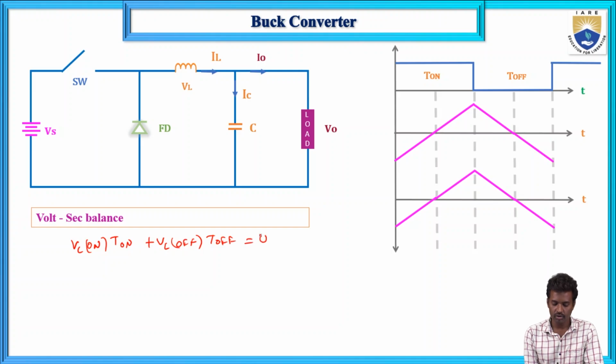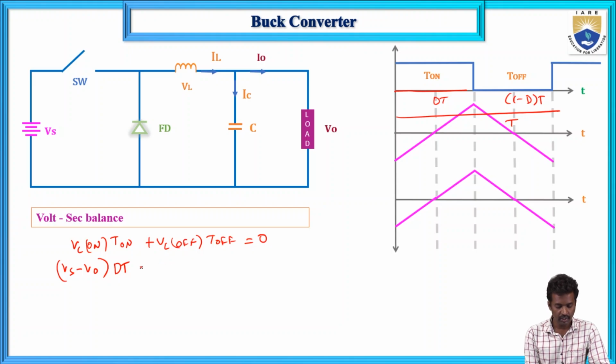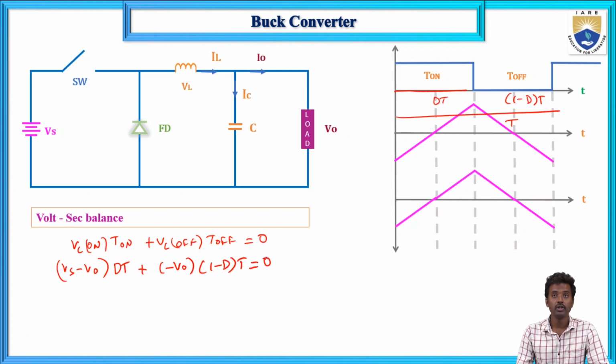So that equals 0. Now here VL on means (Vs minus V naught) into T on, that is dt. So this is dt and this is (1 minus d)t, so the total time period is T. Now that equals plus, this is minus V naught, already we calculated, this is (1 minus D) into t, equals 0. So from this you can calculate the output voltage.